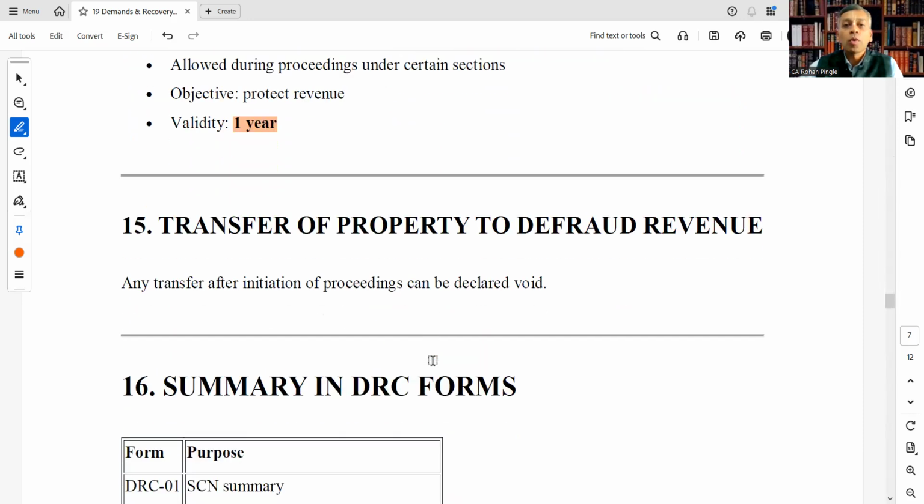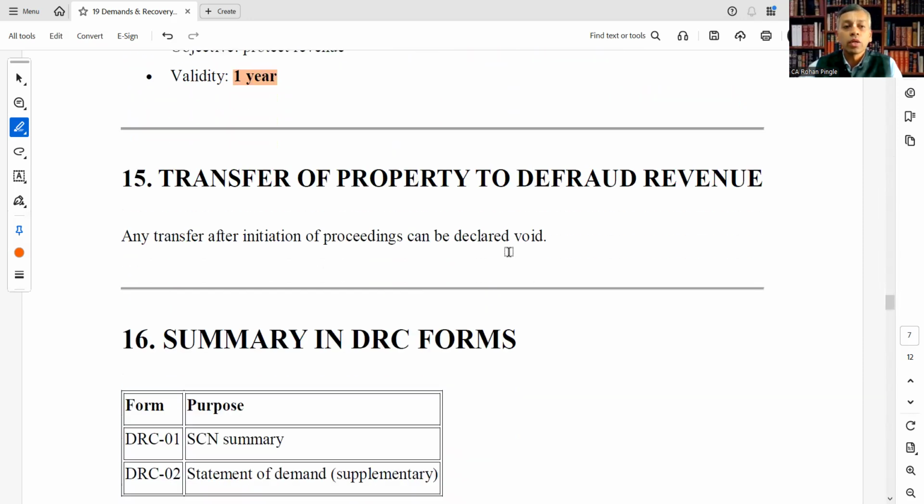Next, transfer of property to defer the revenue. Any transfer after initiation of proceedings can be declared void. So to avoid that, it is the provision.